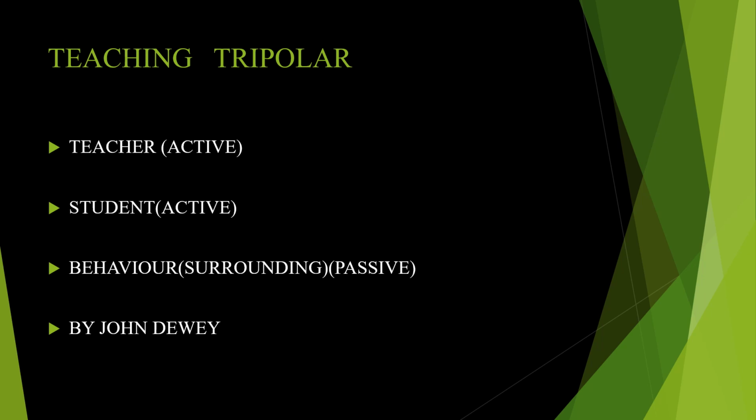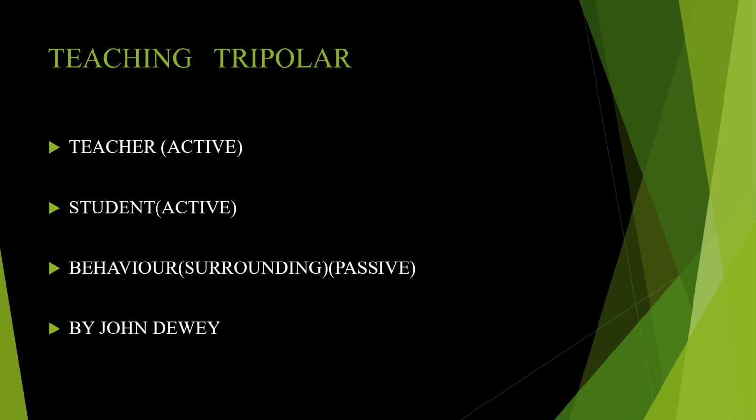He said that teacher and student both are active. When the teacher is saying something, the student is listening and reacting back to the teacher. So a communication is happening there. So both of them are active. But the surrounding is very passive. It can be a classroom or any other place or whatever it is. So the teacher is active, the student is active, but the surrounding is always passive. This is another idea put forward by whom? By John Dewey, that is tripolar.